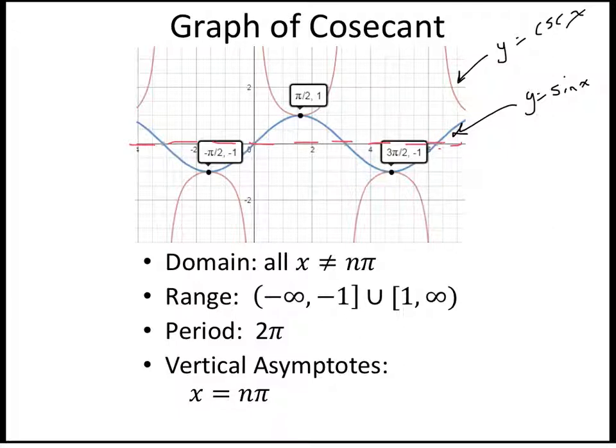And then when I have reciprocal functions, because cosecant is the reciprocal of sine, the values where I had zeros for my sine function, when I take the reciprocal of 0, I get undefined. So now I'm going to have vertical asymptotes at those lines. So my zeros of sine become my vertical asymptotes for cosecant. Very important concept here.